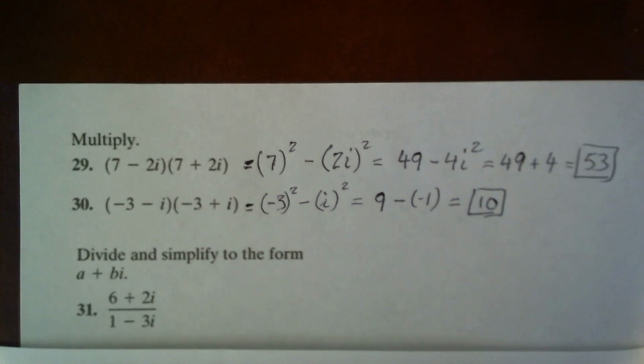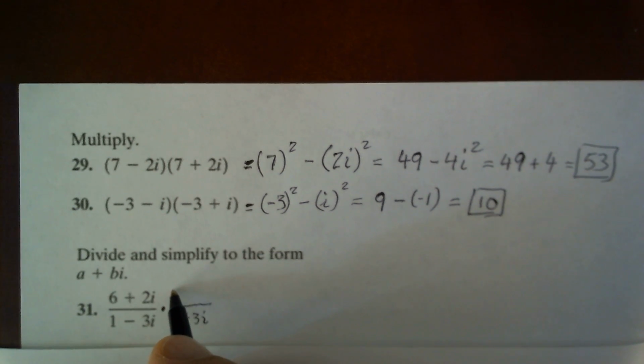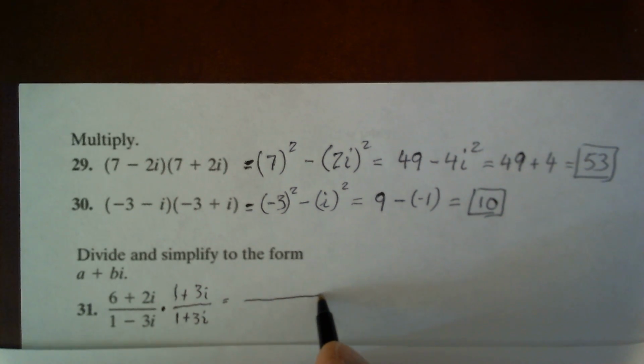So now we are going to apply the principles of conjugates to simplifying the division problems here. So we multiply numerator and denominator by the conjugate of 1 minus 3i, which is equal to 1 plus 3i. Again, it's similar to rationalizing the denominator. So in the denominator we get 1 squared minus 3i squared.